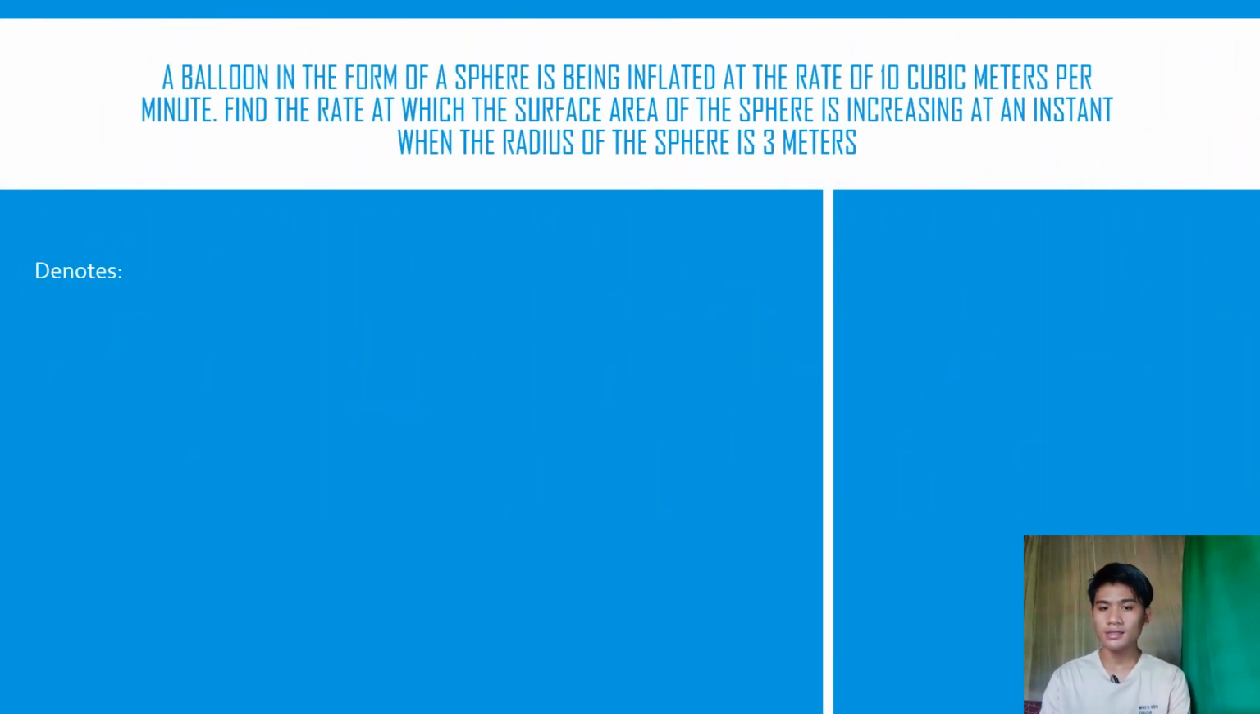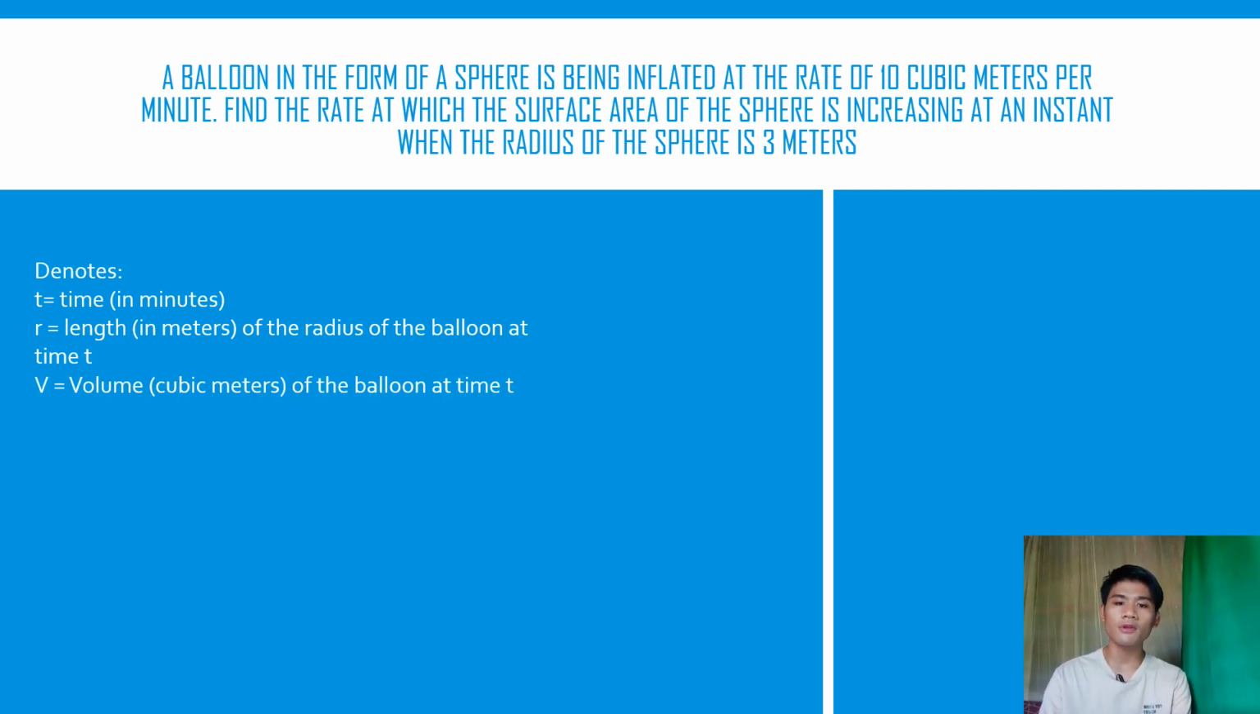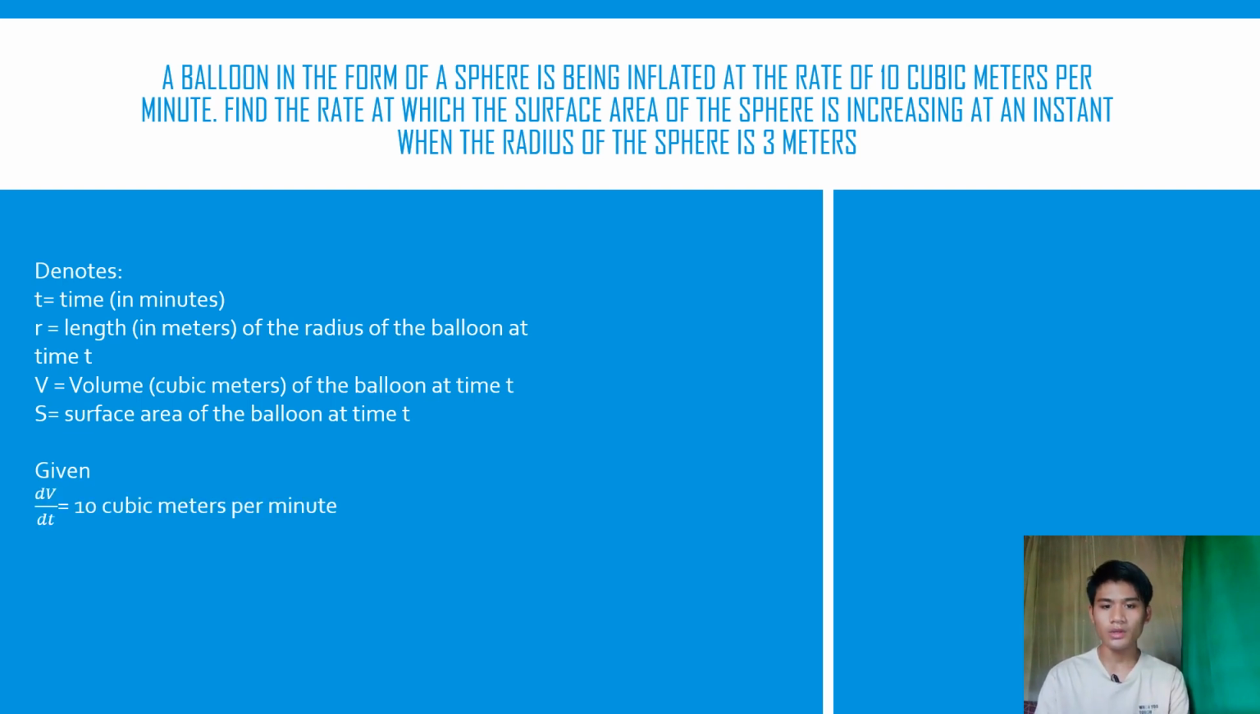So we're looking for the surface area here. This is our given, and the same process applies. We denote t for time in minutes, r for the length in meters of the radius of the balloon at time t, V for the volume in cubic meters of the balloon at time t, and the surface area of the balloon at time t as S. So we have dV/dt, the rate of change of volume with respect to time, is 10 cubic meters per minute, and our radius is 3 meters, and we are asked to find dS/dt, the rate of change of the surface area with respect to time.